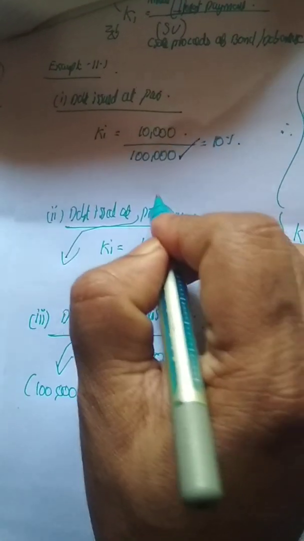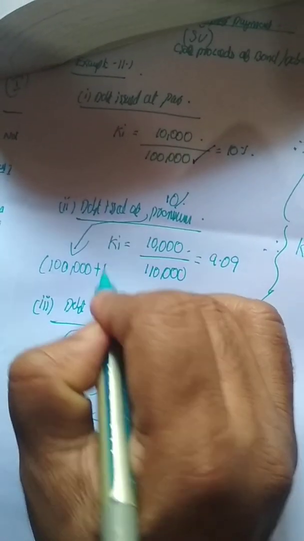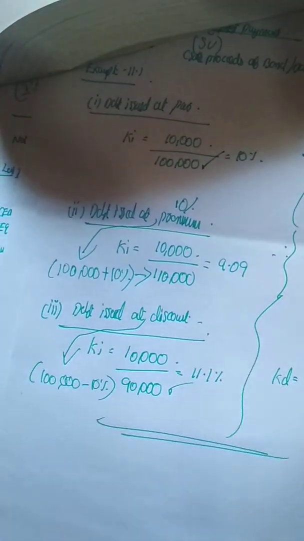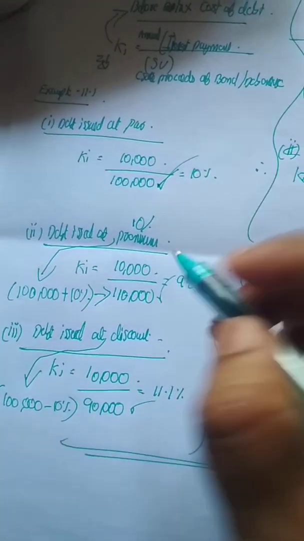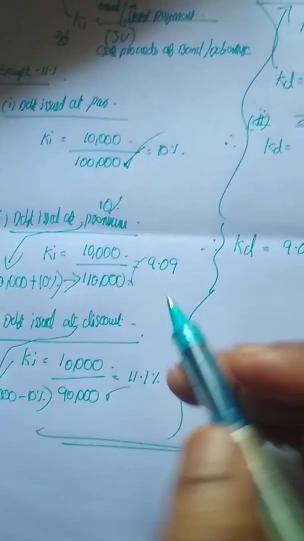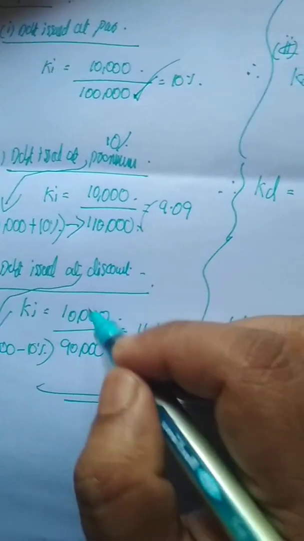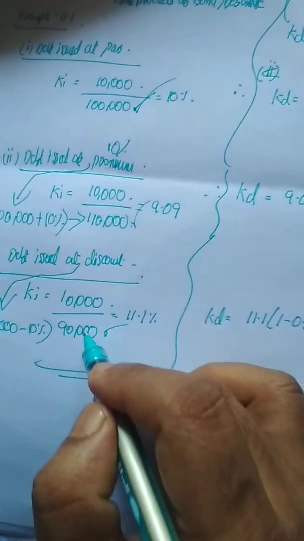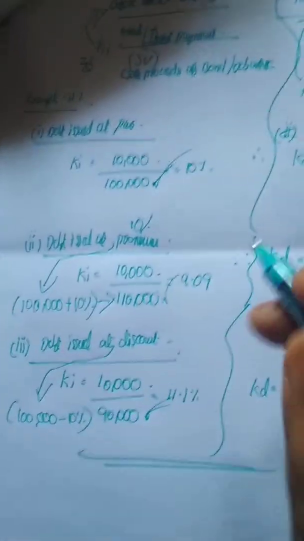If it is issued at a premium, it is mentioned 10% discount and 10% premium. We have to add 10% to the face value or par value, and we will get the sale value. So the denominators we got are 1 lakh at par, 1,10,000 if it is issued at 10% premium on par value, and if it is issued at discount, 1 lakh par value minus 10%, 90,000 as the sale value.